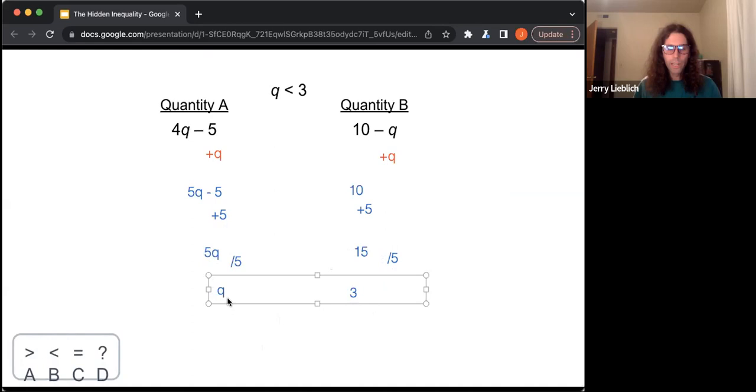And at this point, I want to refer back to my upfront info. Well, simple enough. I know q is less than 3. So my answer is B.